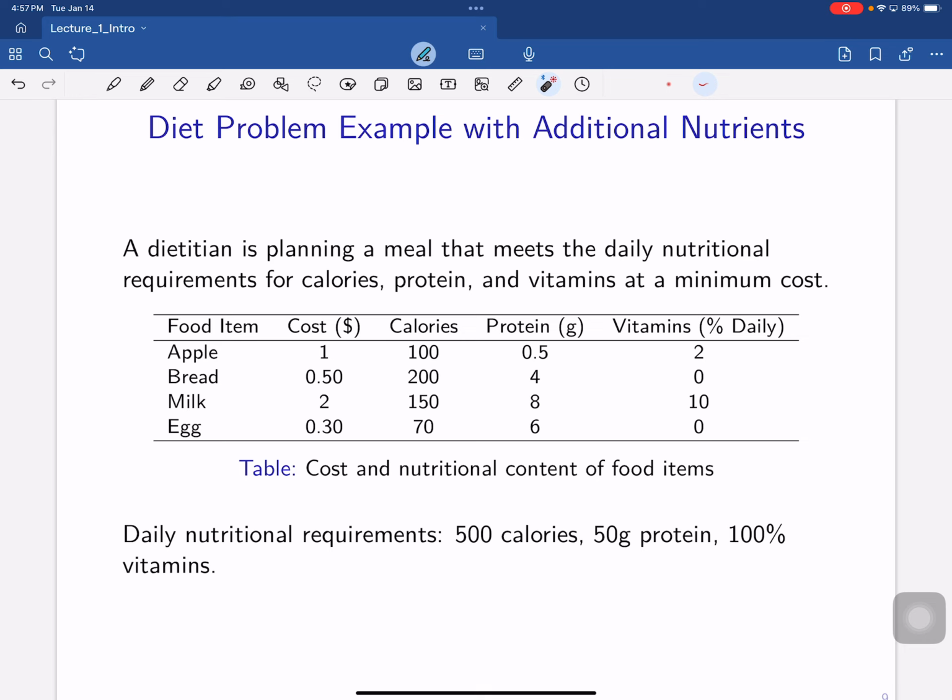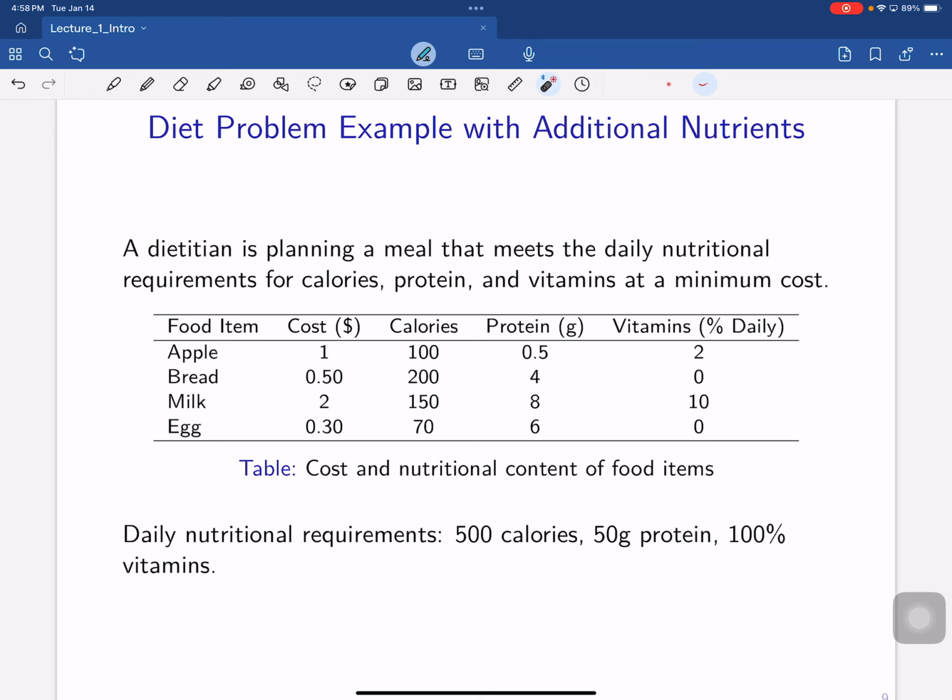Well, then your objective would be to minimize the cost of the sum of everything, where each item has a coefficient in front that represents how many times you've bought it. And then you would have constraints to say that the sum of everything times its protein count adds up to that much protein, and the sum of all the vitamin counts adds up to 100%. You can add all those constraints, and that would be the formulation of the problem.